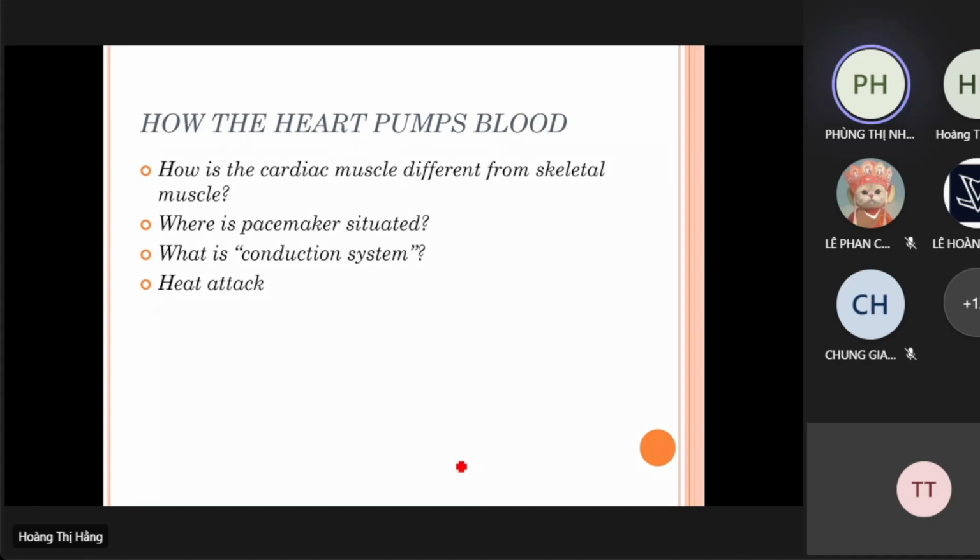Cardiac muscle contracts without stimulation from a neuron. That's it. However, skeletal muscle contracts with the stimulation from the nervous system. Okay? We mean that the cardiac muscle operates by itself. Tức là nó vận hành tự động. Đúng không? Đó là đặc điểm của cơ tim. Cardiac muscle.